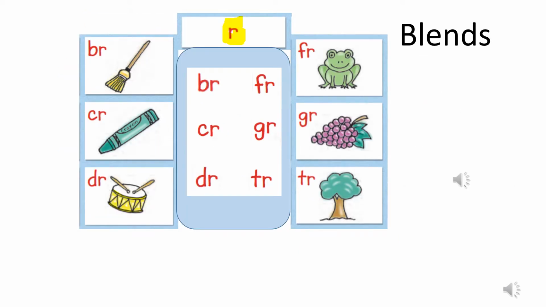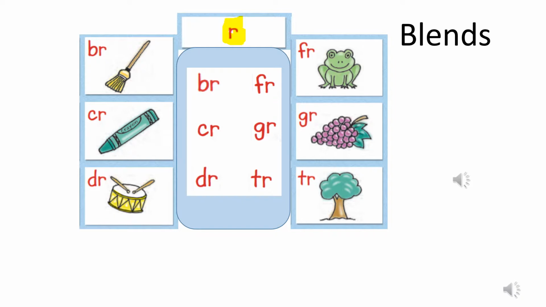On this page, you can see 6 examples of blends that have the letter R in them. In these blends, the R is the second letter. Let's start with the picture of the broom. BR are the first 2 letters in the word broom. The crayon, the C and the R are the first 2 letters in the word crayon. The drum, the D and the R are the first 2 letters in the word drum.